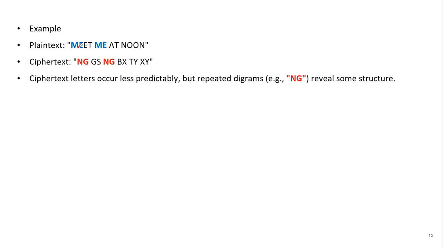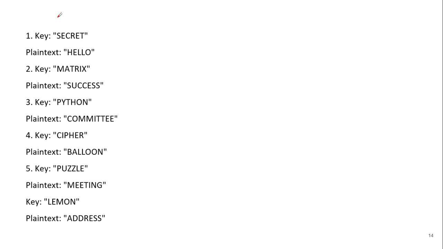For example, see meet me at noon. For ME we are getting NG, and for ME again we are getting NG. So this is repeating. Whenever this pair comes, it will be mapped to NG. So even if the frequency analysis is flat, here the repeated pairs create the vulnerability. The ciphertext occurs less predictably, but repeated digrams reveal some structure. You can try this also.